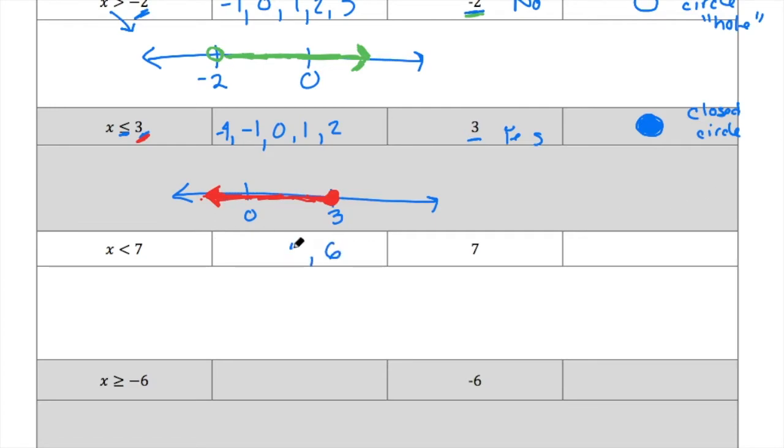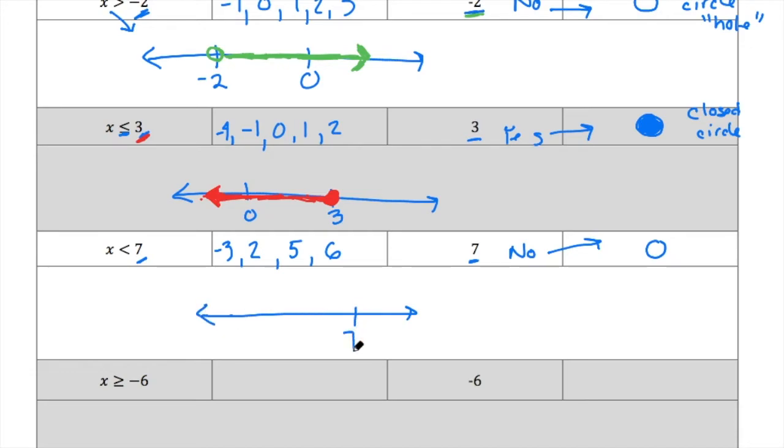x is less than 7. Okay, so 6, 5, 2, negative 3, all of those work. What about 7 itself? No, 7 is not less than 7. It's in fact equal to it. So no, just like before, that is going to lead to an open circle because it's a place that does not work. So it's kind of a hole there.